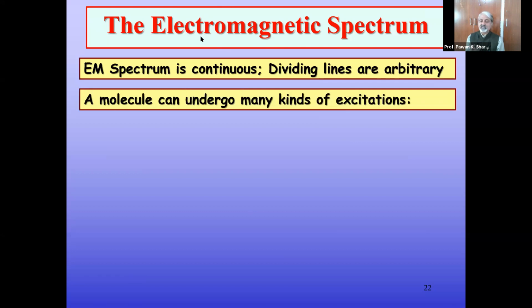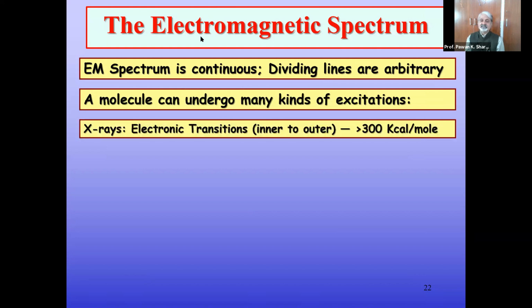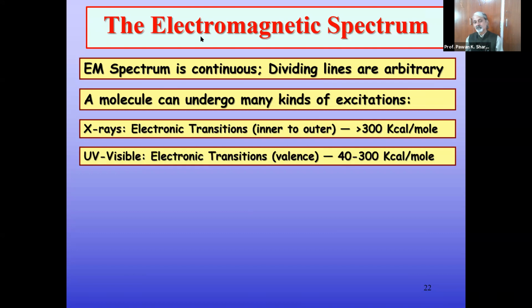Depending upon what kind of electromagnetic radiation is interacting with matter, a molecule can undergo many kinds of excitations, depending upon the energy. For example, if we have interaction of X-rays with matter, then the molecule can undergo electronic transitions. Similarly, in case of UV-visible also, the molecule can undergo electronic transitions. But the difference is that in case of X-rays, the energy is high, of the order of about 300 kcal per mole. So it can move electrons in atoms from the inner shells to the outer ones. We call it an electronic transition.